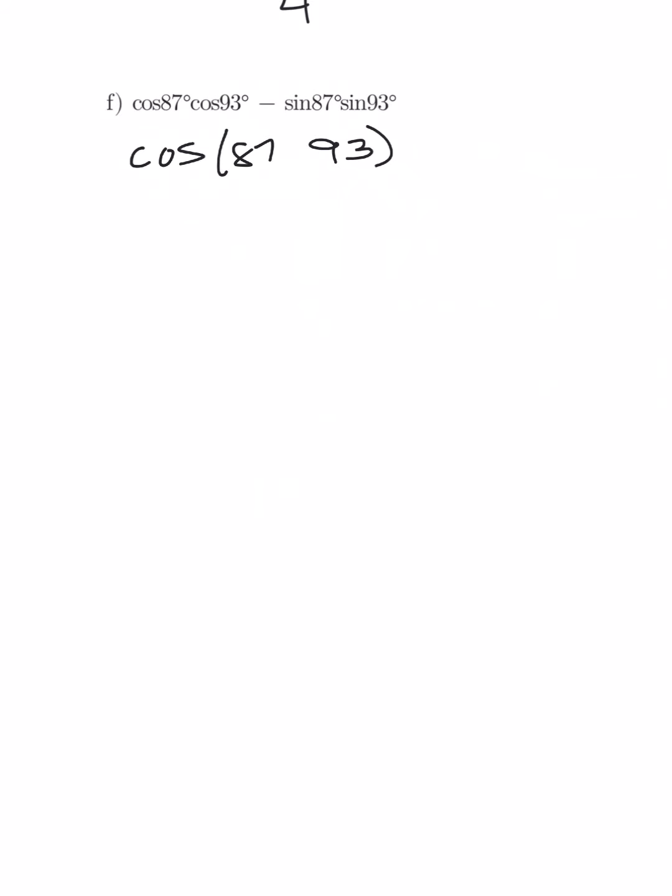On the cosine formula, what you have between the functions is opposite of what you have between the angles. So it will be plus between our angles. But the cosine of 87 plus 93 is the same as the cosine of 180 degrees. And the cosine of 180 degrees equals -1.